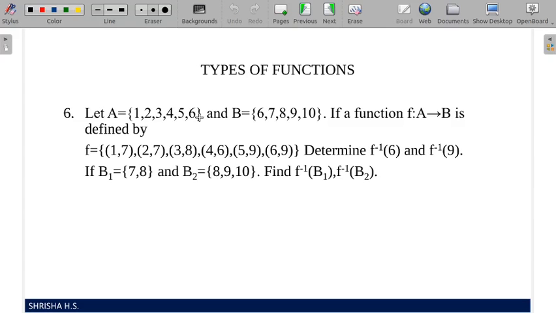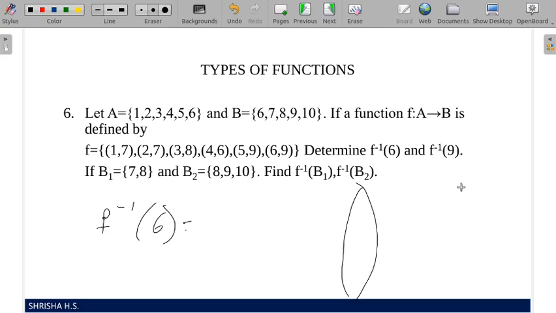Sixth question. Let A equal to {1, 2, 3, 4, 5, 6}, B equal to {6, 7, 8, 9, 10}, and a function from A to B is defined by f equal to these ordered pairs. So determine f inverse of 6. Inverse means undoing the function. f of A equal to B, f inverse of B equal to A.